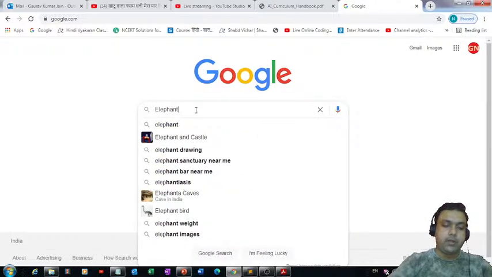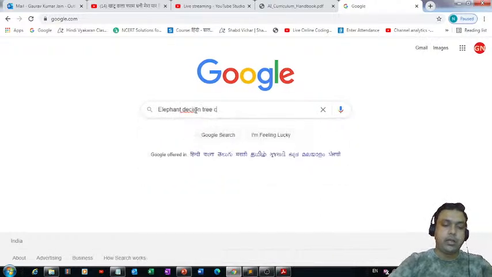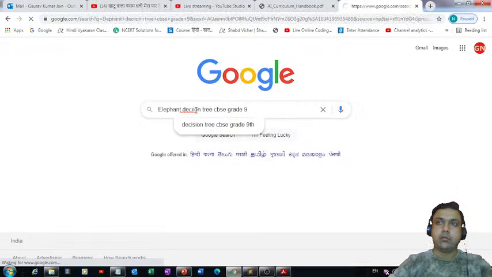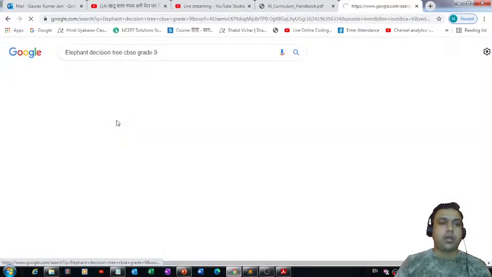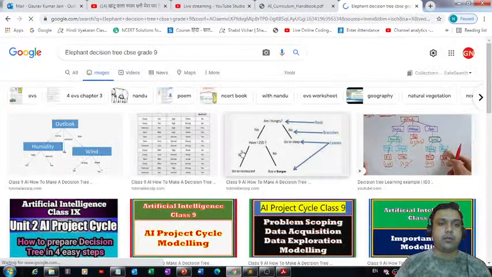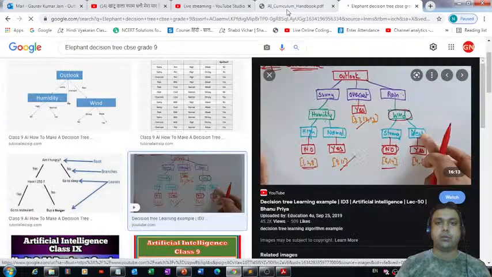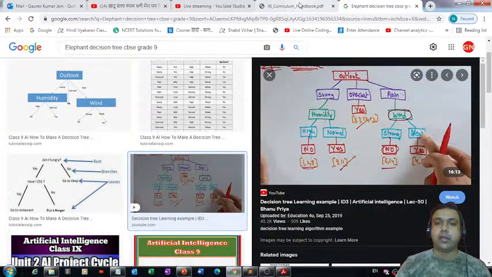Search for elephant decision tree CBSE grade 9, go to images, and you can find the decision tree for this question given to us in this facilitator's handbook.